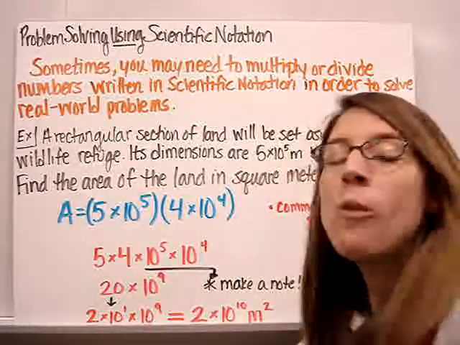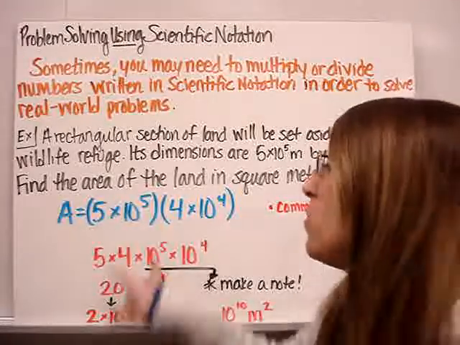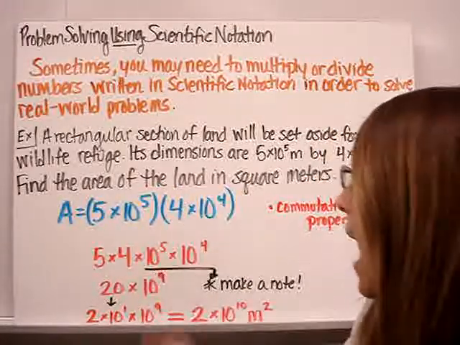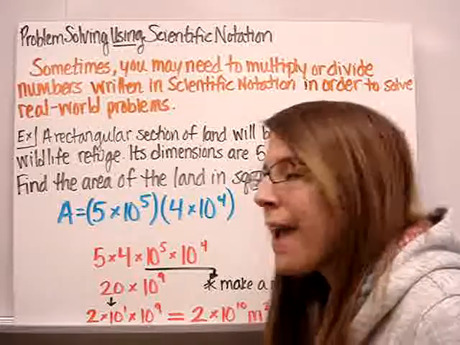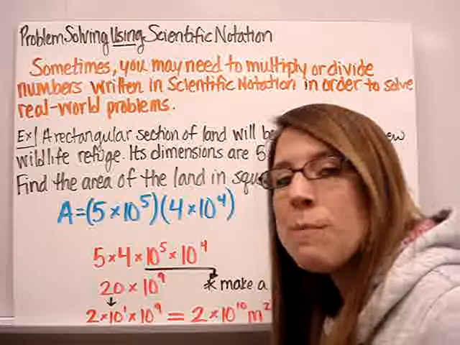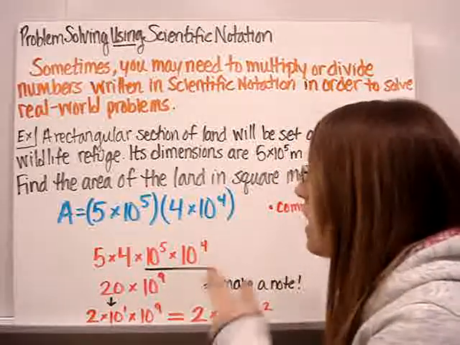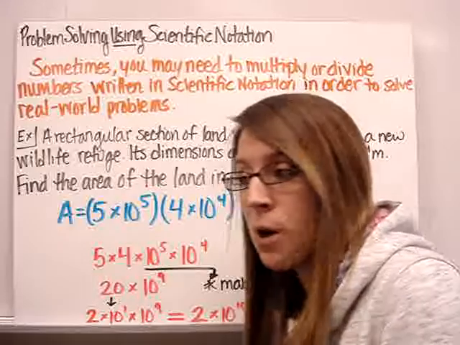And so I want you to know that you're allowed to use the commutative property here. You can get rid of these parentheses and move some things around in order to multiply in a much more friendly way. So we can multiply 5 times 4 and we get 20. And then when we multiply 10 to the 5th power times 10 to the 4th power, there's something that we haven't talked about yet.